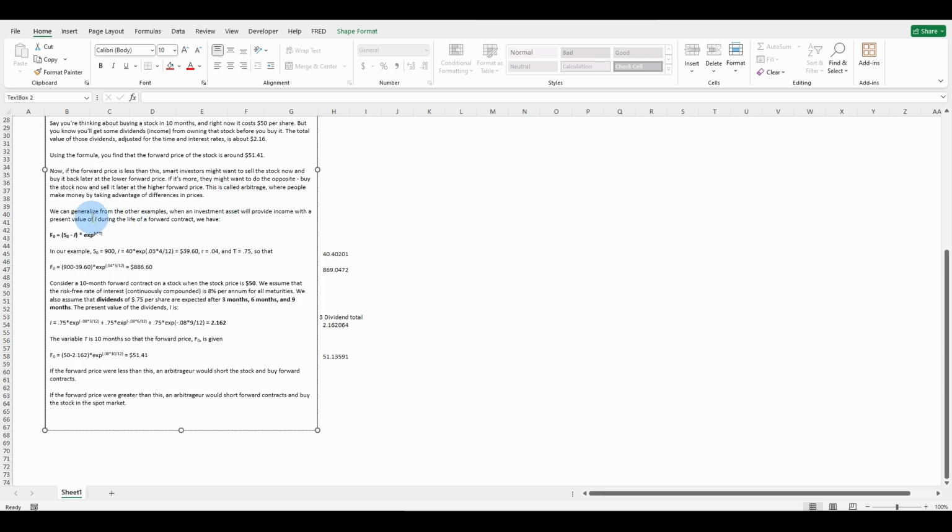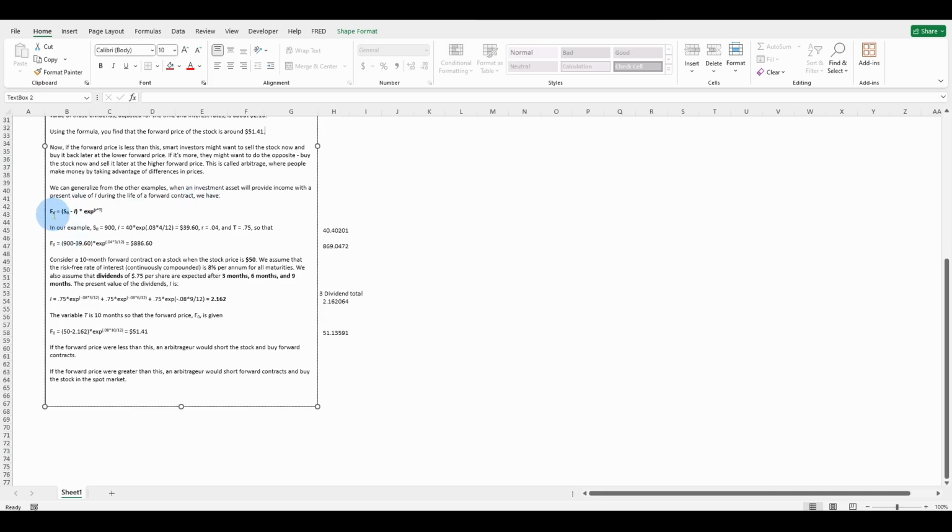Now, we can generalize from the other examples. When an investment asset will provide income with a present value of I during the life of a forward contract, we have, this looks really familiar, doesn't it? F0 is equal to S minus I times e to the r times T. In our example, S is equal to 900. I don't think that's supposed to be 900, but this looks like the same example.